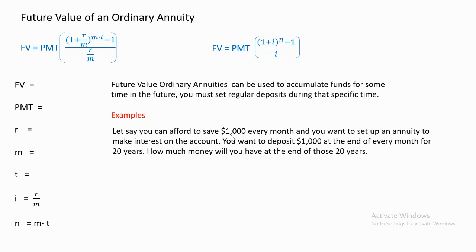So then you decide to put it into an account. Let's say you can afford to save $1,000 every month, and you want to set up an annuity to make interest on the account. You want to deposit $1,000 at the end of every month for 20 years. How much money will you have at the end of those 20 years? This is an example that I'm going to show you right now.